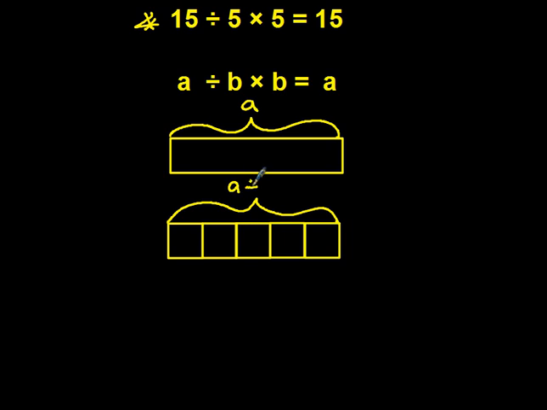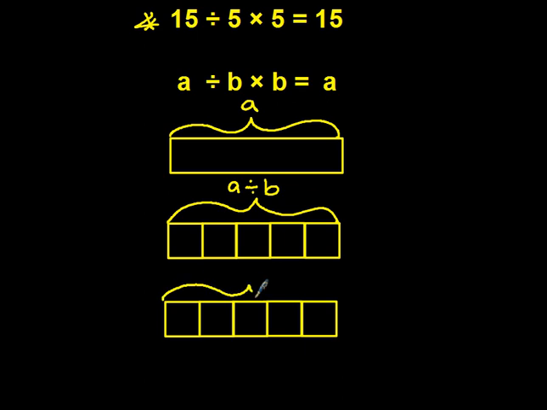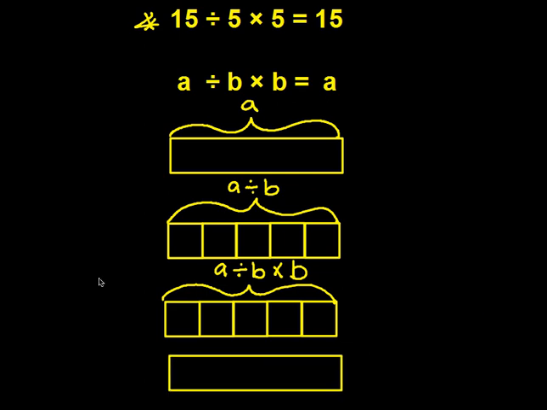So the second part is A divided by B. Now naturally I can take it one step further and take my division and now multiply it by B again. So this section here would be A divided by B times B, and naturally that brings me right back to where I started. I'll bring in one more piece here, and that last piece represents A divided by B times B equals A. Right back where I started.